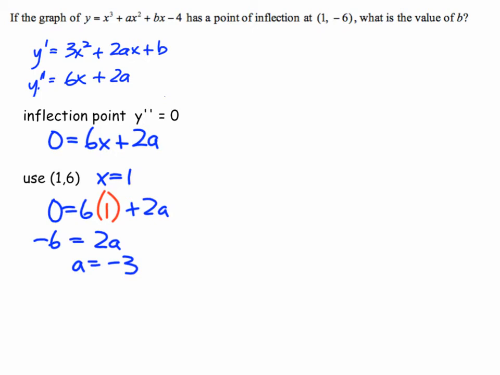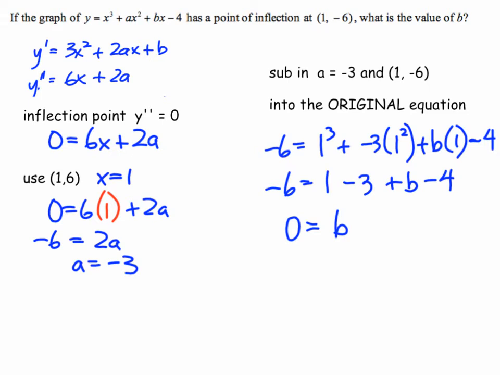And for the inflection point, the second derivative equals 0. So I make this equal 0. I sub in my x value of x equals 1 and solve for a. So using my algebra skills, I get the value of a equaling -3. Now I have a equaling -3. I have an ordered pair (1, -6), which takes the place of x and y. So I'm going to sub in these values into the original equation. y equals -6, x equals 1, and a equals -3, substituting them all into the original equation, making my calculation b equals 0.